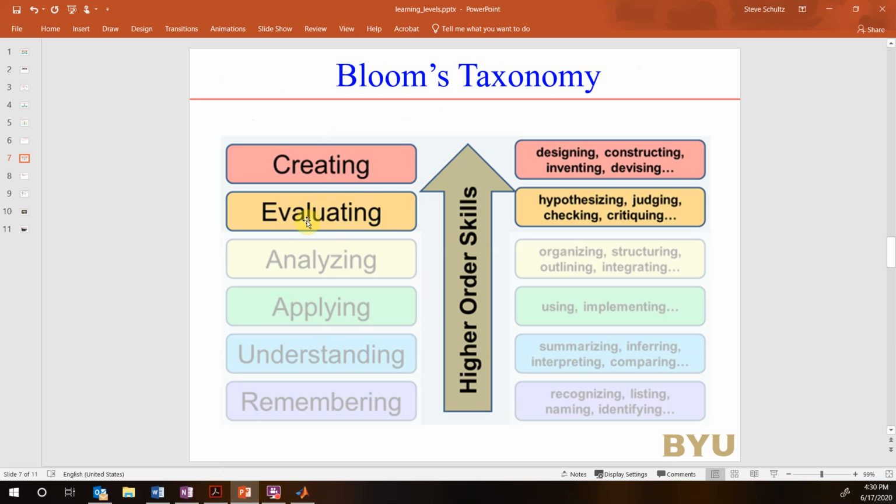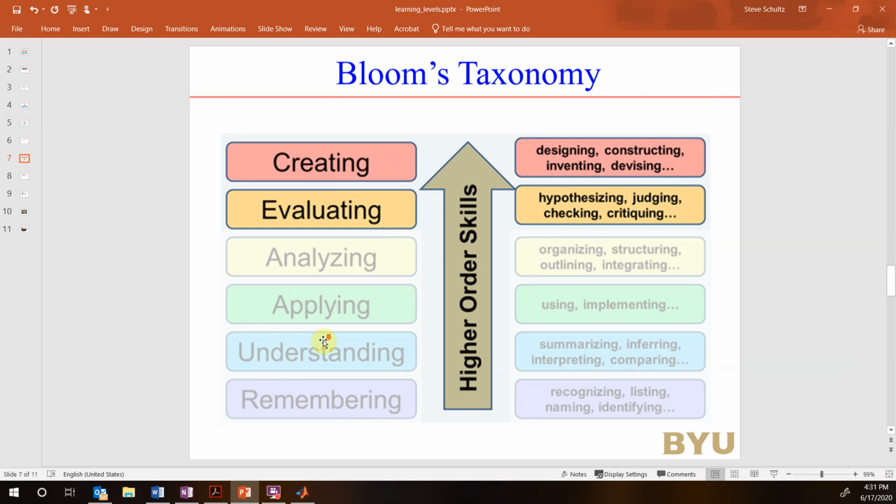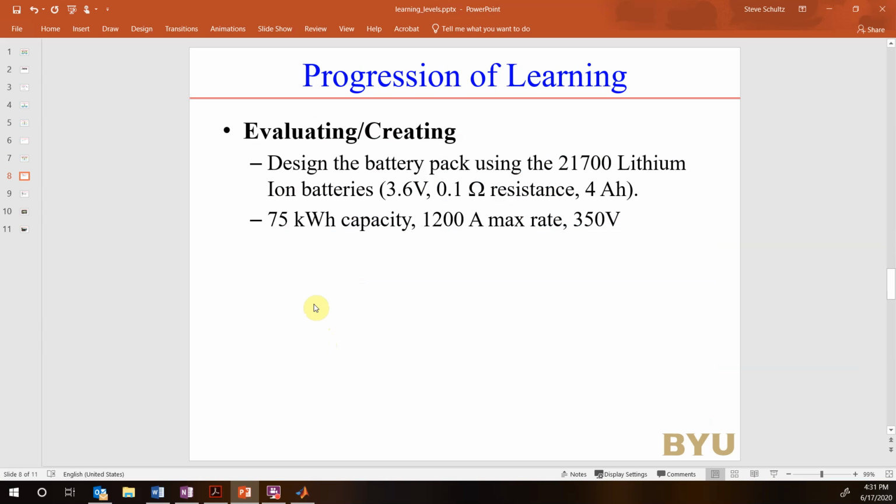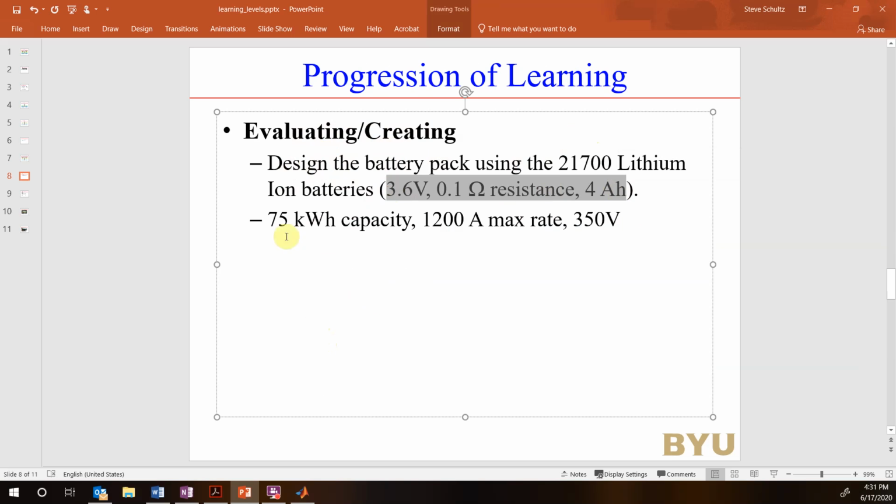So now we basically created our new battery pack. So our new battery pack has a bunch of batteries in series and parallel. We have the right combination in series and parallel to get it to work out. So let's kind of review what we did. So we were evaluating, creating, using these batteries. We wanted to create this combination.